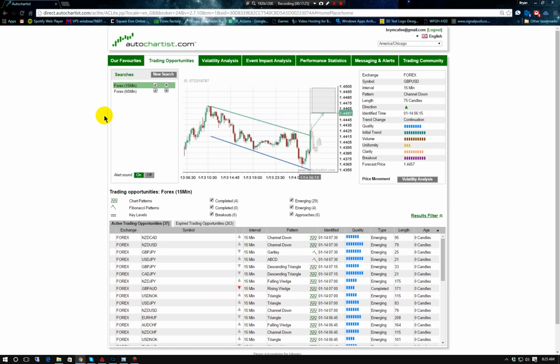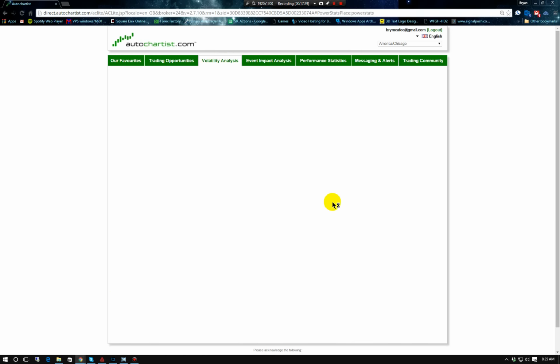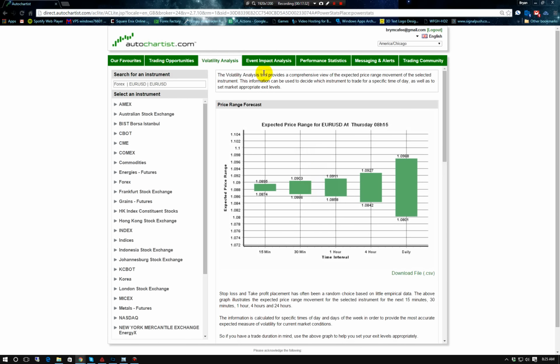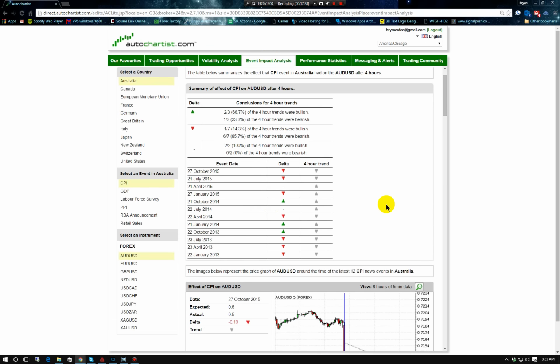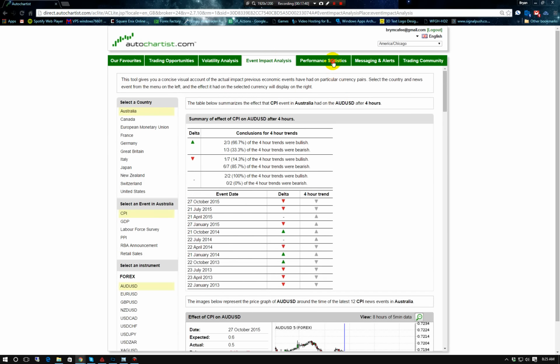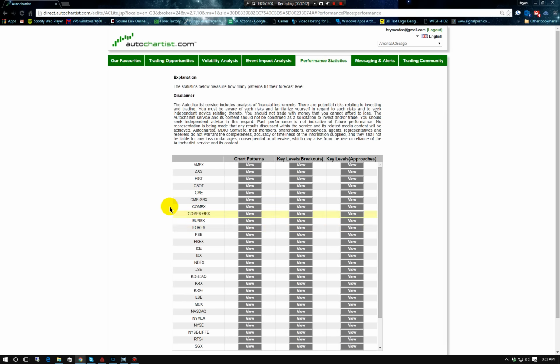Okay, so basic interface. Do we have any questions on it? There's volatility analysis that we just looked at from the chart. This is news, and I'm going to get into the smaller features of it in a second. Performance statistics, which we saw. You go to Forex, and you can see how it does. These two, don't need them. Trading communities, when they do webinars, I thought it would be a little more involved than that. Like you could speak to other people using it, but you don't.